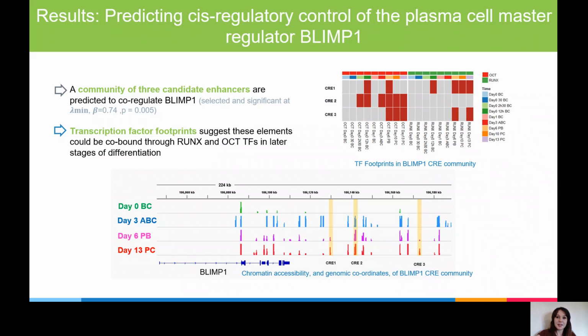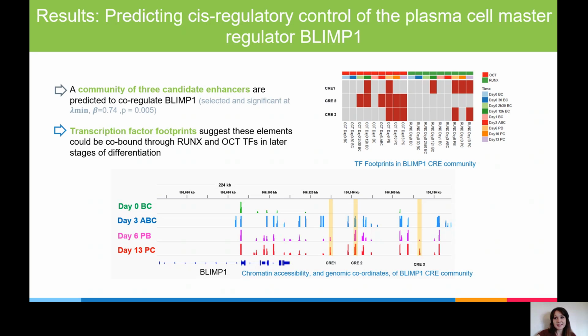Now, to give an example of what kind of regions we are predicting, here are the results for a gene that has been described as the master regulator of plasma cell differentiation, BLIMP1. For BLIMP1, we have predicted a community of 3 enhancers, all downstream of the gene promoter, with transcription factor footprints that indicate the community could be co-bound by OCT and RUNX transcription factors in the later stages of differentiation, which are the cell types when the enhancers are most active and BLIMP1 expression is greatest.